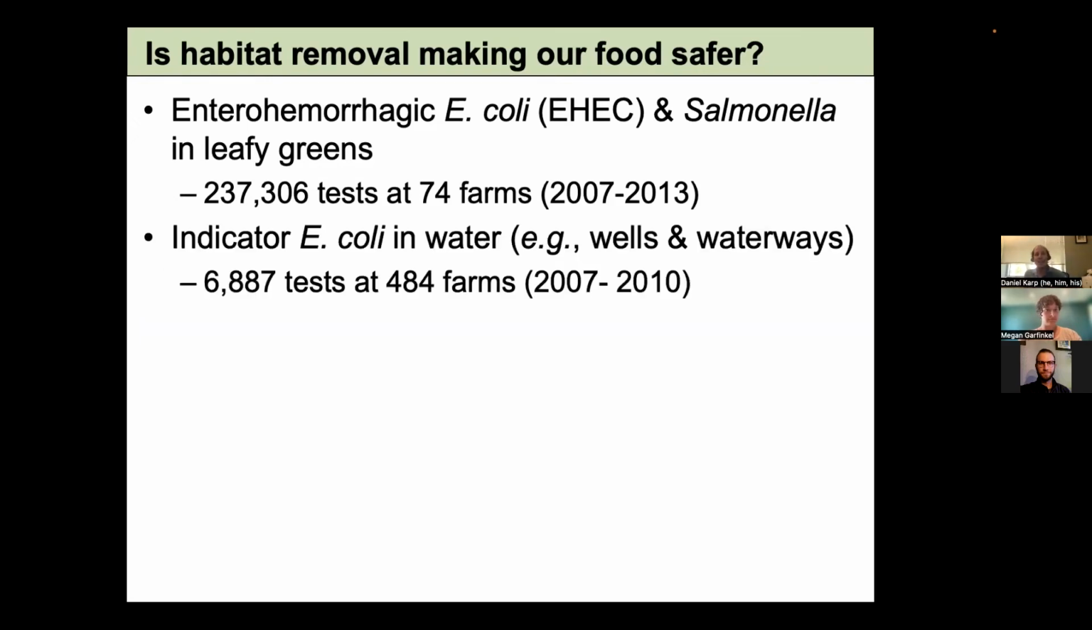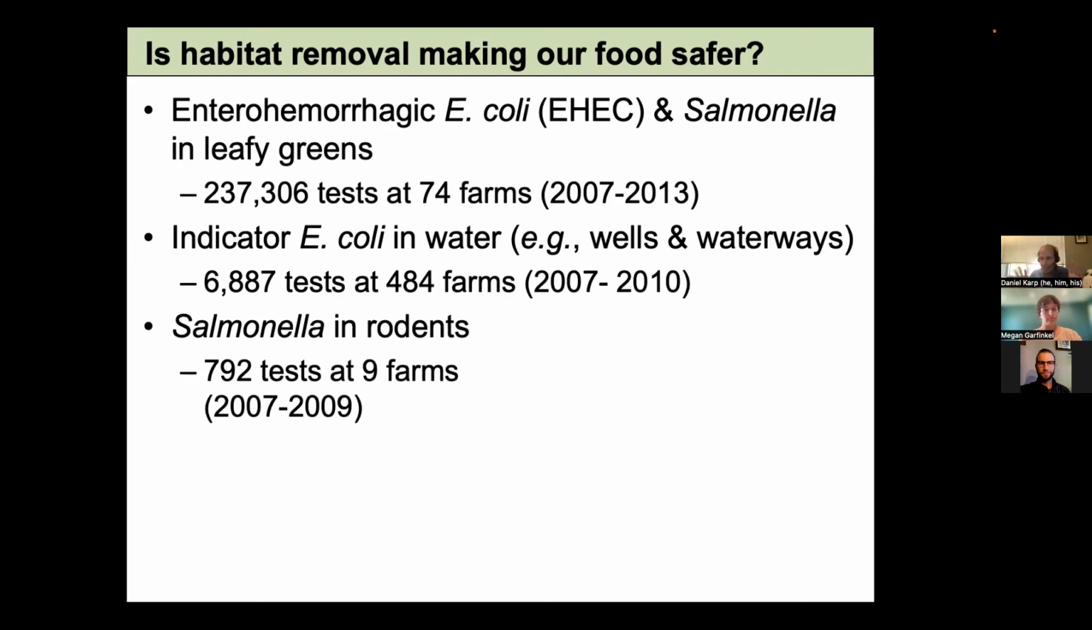We also got a data set of generic E. coli, that's not the kind that necessarily gets you sick, in wells and waterways, about 7,000 tests across 480 farms. And then a smaller academic scale data set of about 800 tests of salmonella in rodents on 9 farms. And the first thing that we wanted to do is simply look at the spatial association between where this E. coli and salmonella is and what's surrounding these farms.